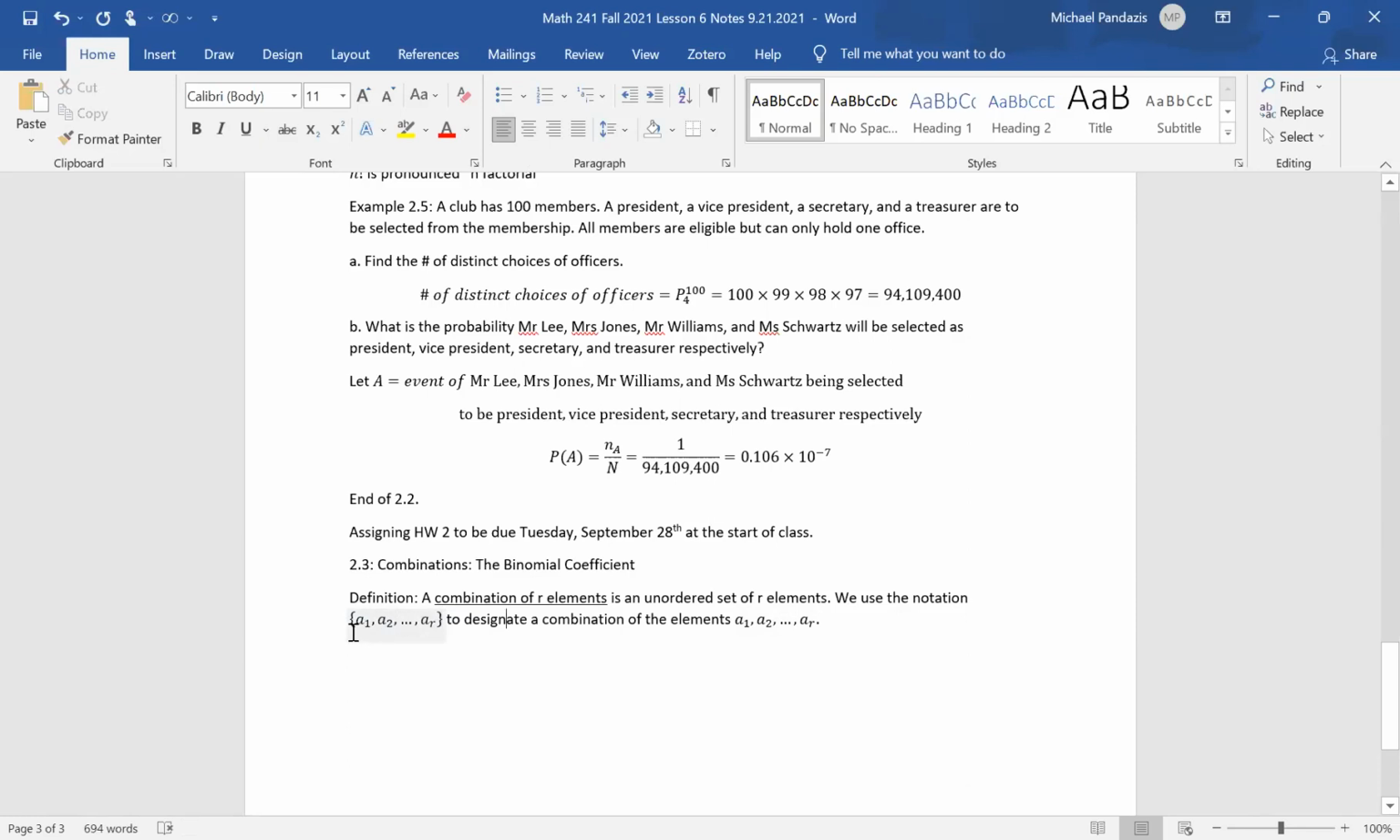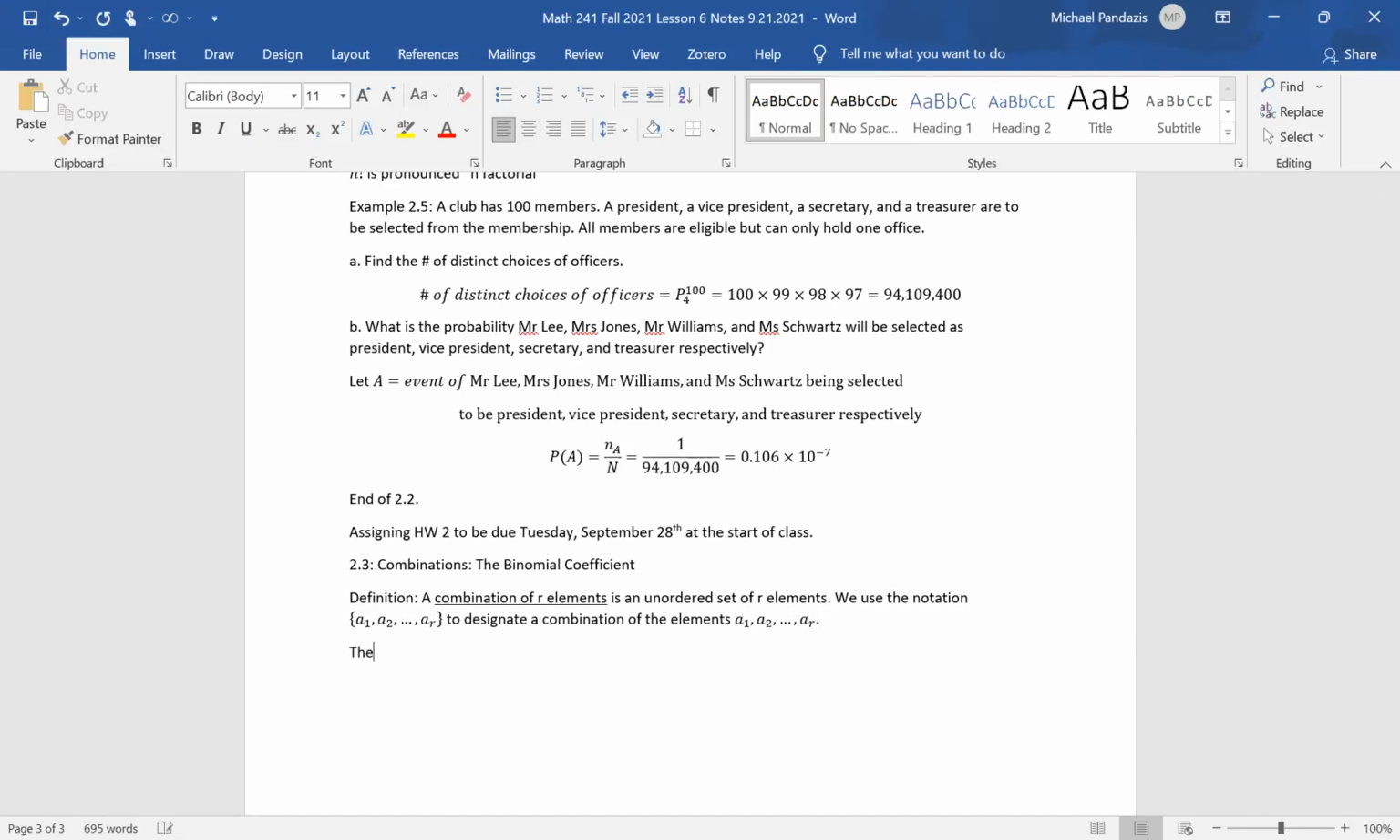Because what a set tells you is just the things you have, and it does not assign order. A set says less than an ordered pair would, or a triple, or an ordered n-tuple. It's just telling you the things you have. So that's the notation for a combination of R elements.